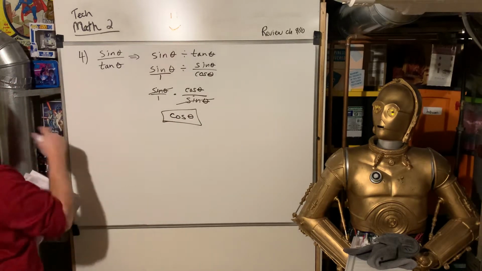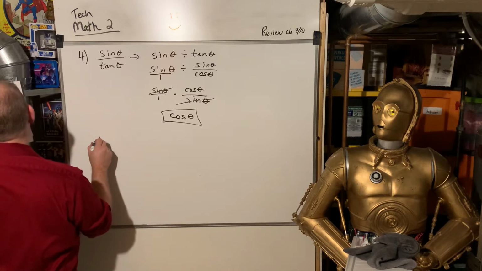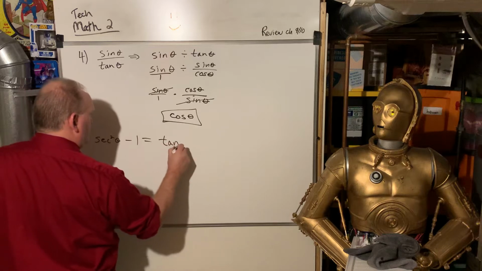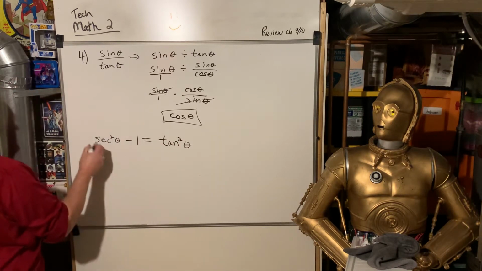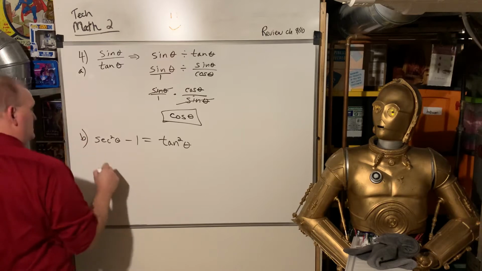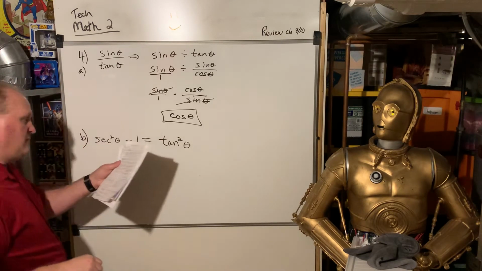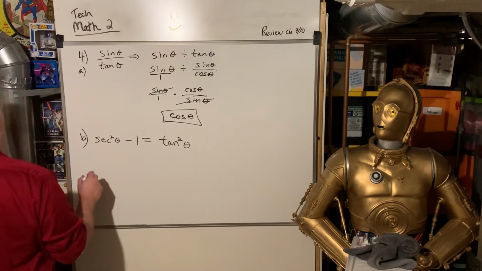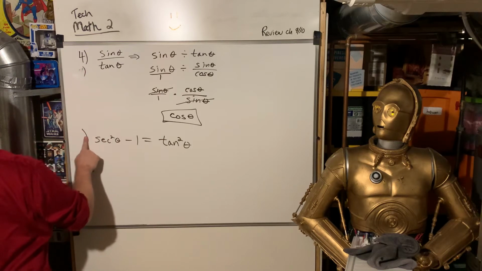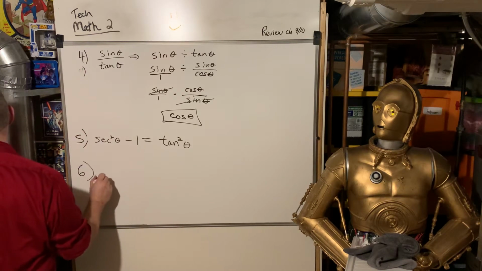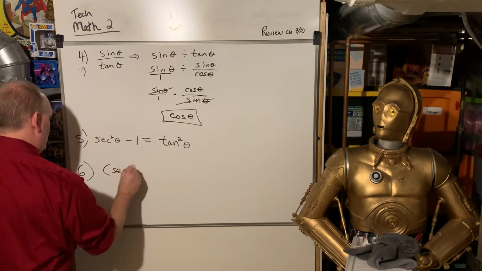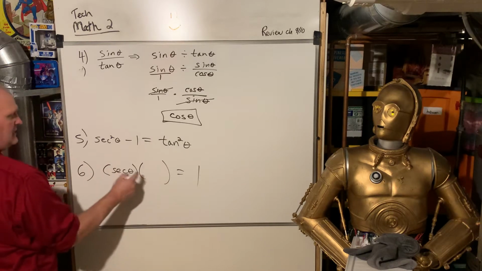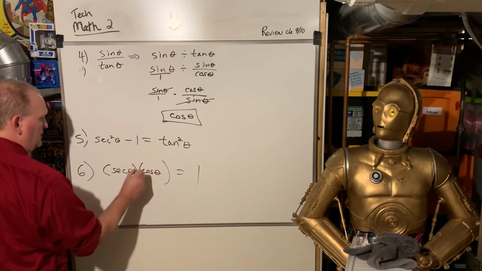All right, that was a little bit of work, I guess. Secant squared theta minus 1. This one is no work at all. That's just tangent squared theta. That's one of our identities. It's in your red book. They had all of the identities on the same page in chapter 9. That was 4, 5, and 6. So 6 is secant theta times what gives you 1. They want to know what that is. That would be cosine theta. So that's it.